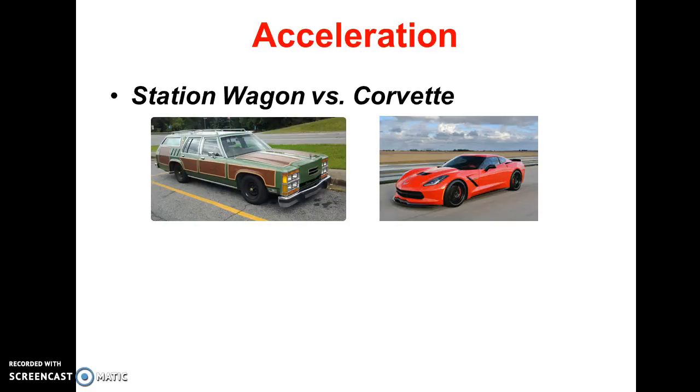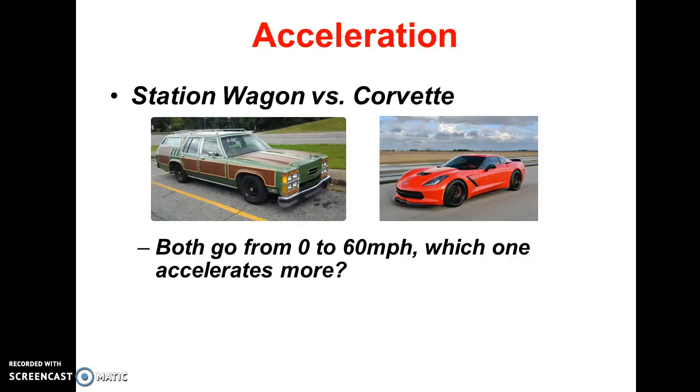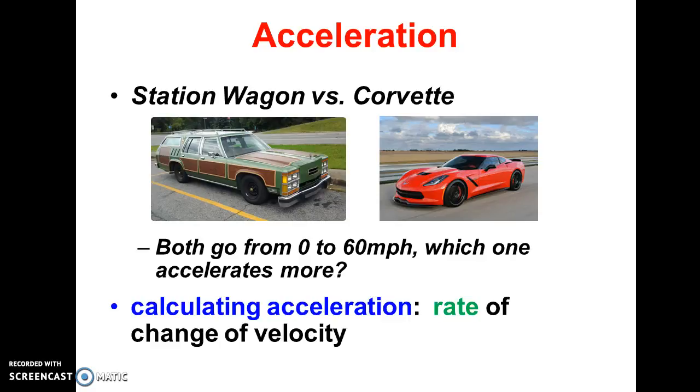Given two different cars, station wagon and Corvette. Two people are at a stoplight. One person's in a Corvette, one person's in a station wagon. If the light turns green and both cars take off, both cars are capable of going from 0 to 60. But the Corvette is going to accelerate faster because it gets to that 60 miles an hour quicker, in less time than the station wagon does.